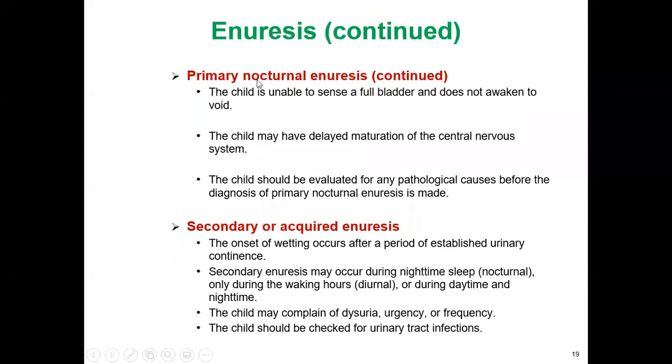What next? Primary nocturnal enuresis and secondary. In primary, the child is unable to sense a full bladder and does not awake wet. So eventually the bed gets wet. The child may have delayed maturation of the central nervous system, or the child should be evaluated for any pathologic causes before the diagnosis of primary nocturnal enuresis is made.